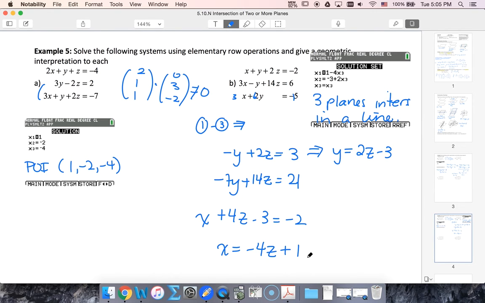So now z is my parameter, so my line of intersection, x, y, z, becomes, for the x, I have 1, negative 3 for the y, 0 for the z, plus multiples of z, negative 4, 2, and 1, because z became my parameter. But I don't use z because I already have a z variable here, so I'm going to use lambda. So that's what it would look like algebraically.